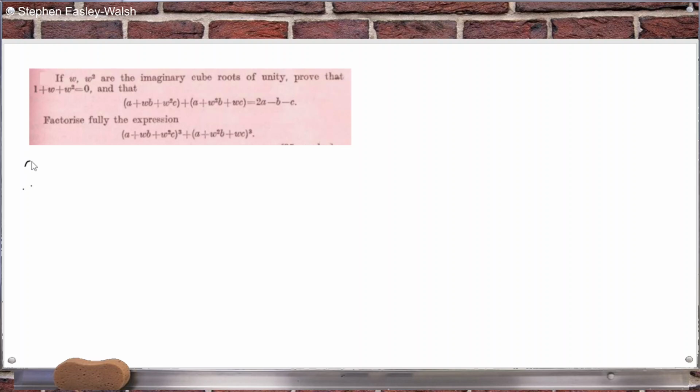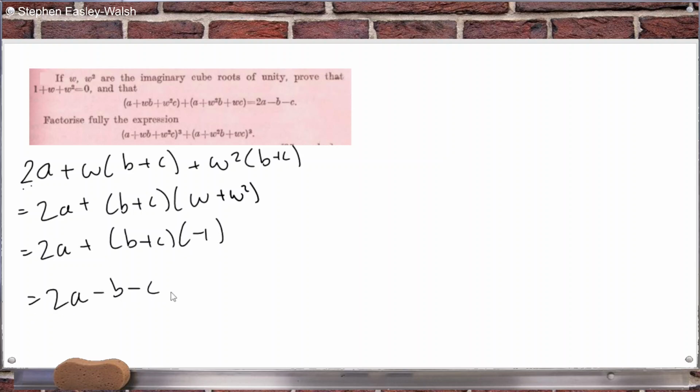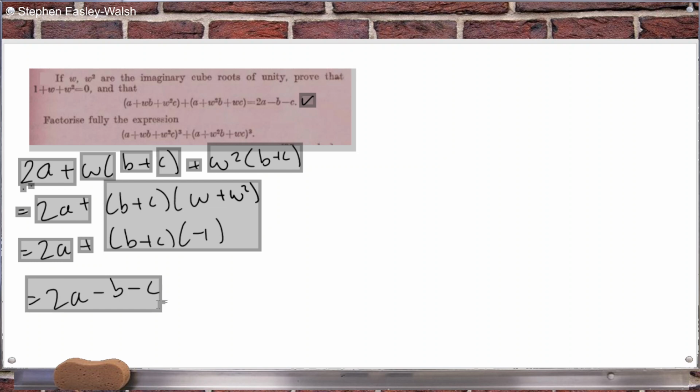So if we just group things together, a and a is 2a, and then take out the omega, and you're left with b plus c, and then take out the omega squared, and you're left with b plus c. Take out the b plus c, and you're left with omega plus omega squared. But omega plus omega squared is minus 1. So you have 2a minus b minus c, which is what you're supposed to get.